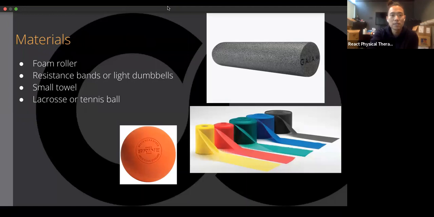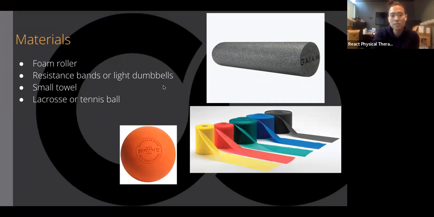All right. So again, if you have these materials on hand, please grab them so you can get the most out of this webinar. I have both a straight band and a loop band, but whatever you've got.